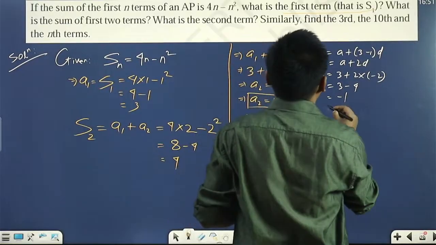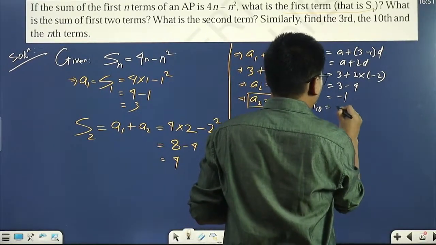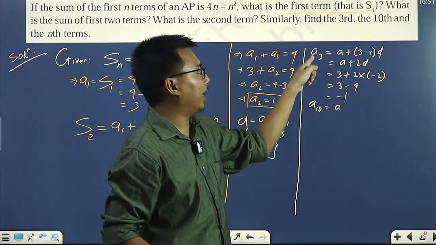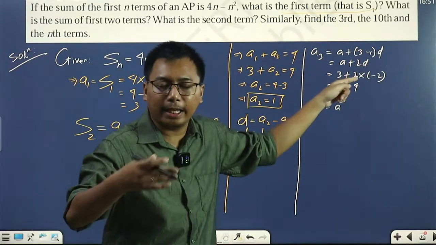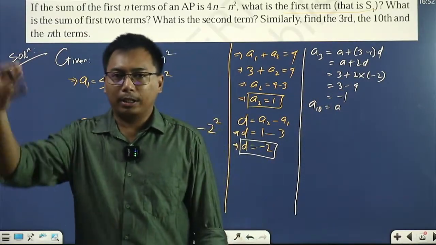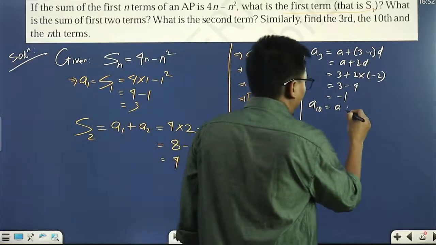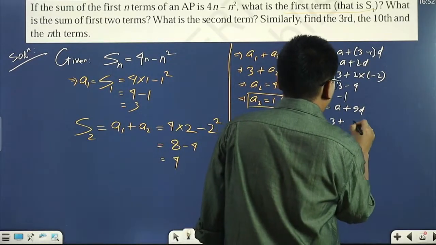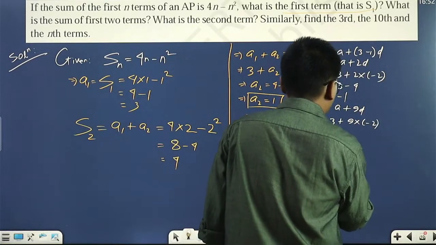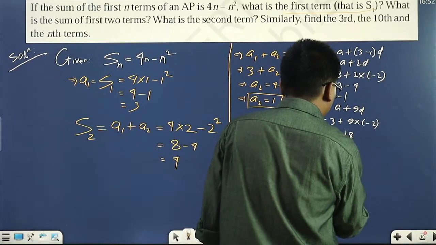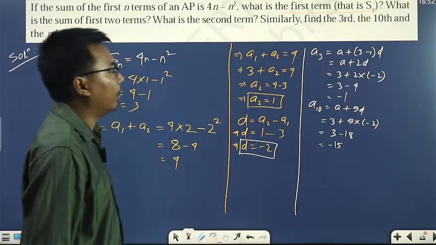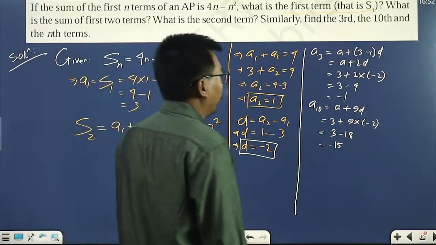We have to find the 10th term, A10. A3 is A plus 2D, A6 is A plus 5D, A10 is A plus 9D. A is 3, plus 9 into minus 2. So 3 minus 18, which is minus 15. This is the value of A10.